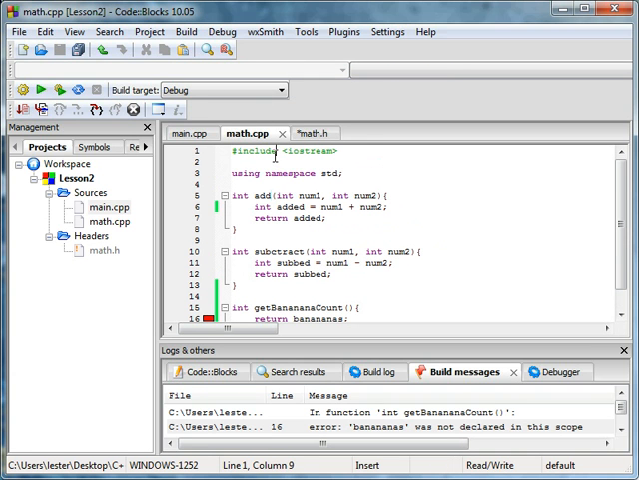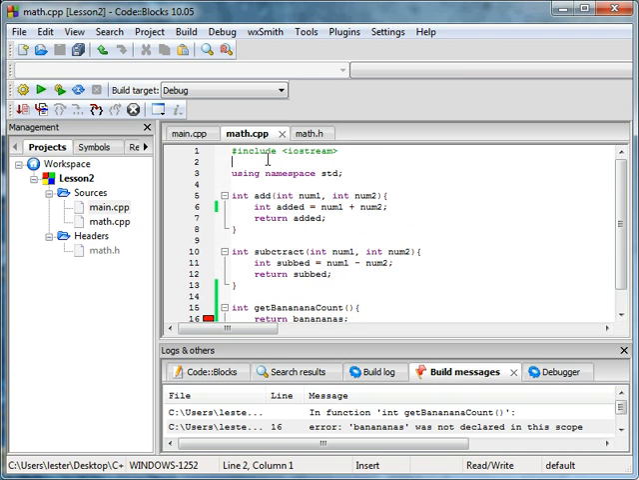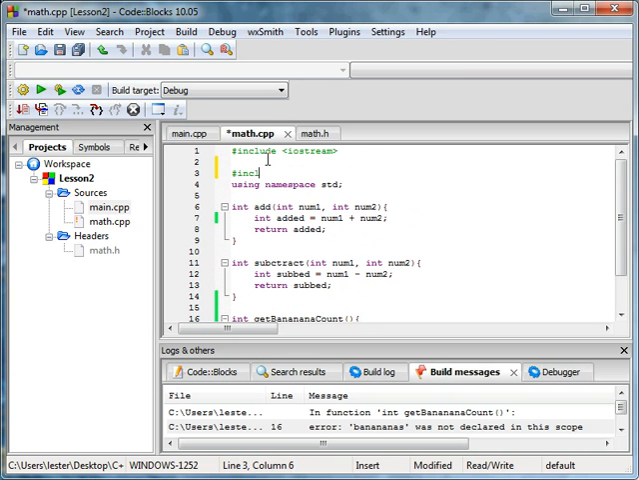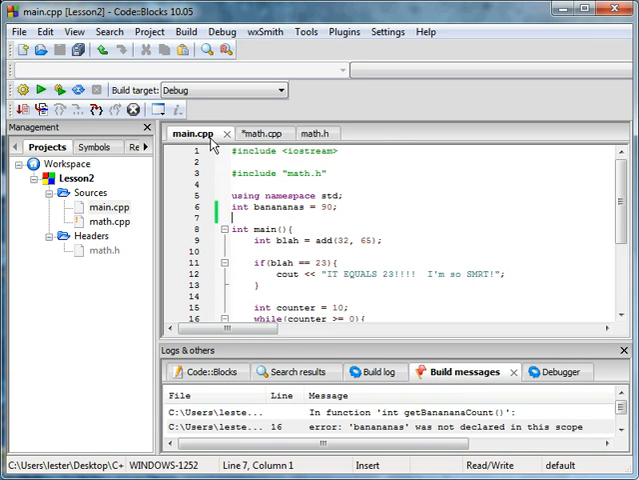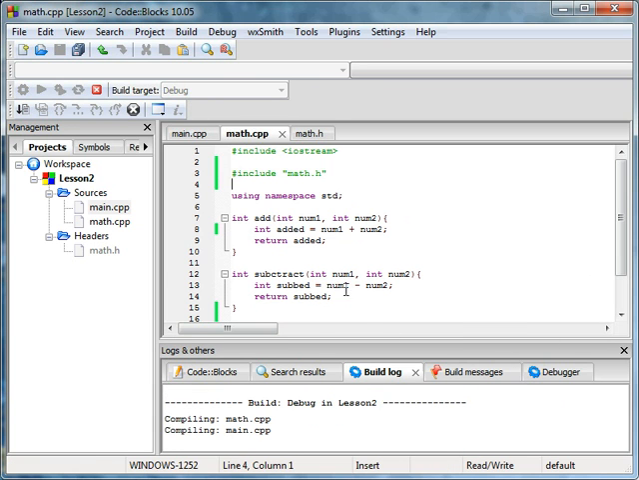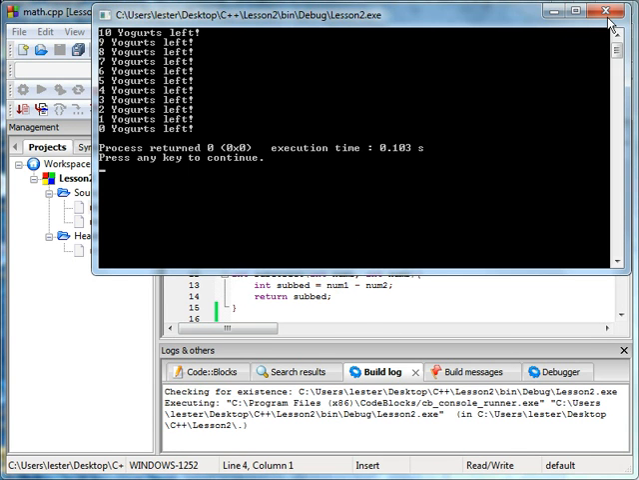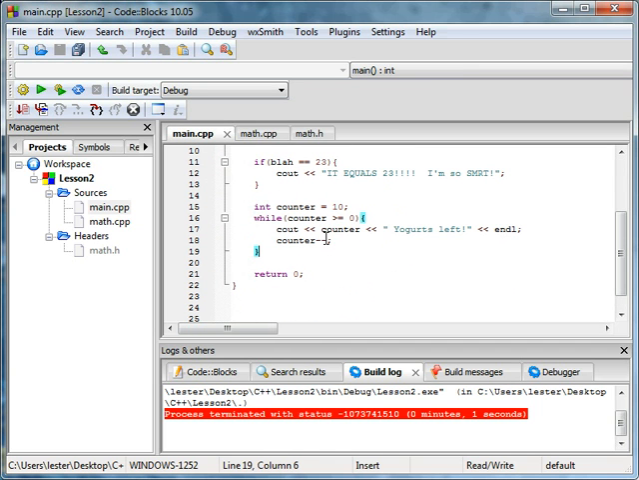and in here, if you're running, okay, it gives me an error, and the reason for that is because you still have to include math.h, because now math.h includes extern bananas, and so this includes bananas too. That's really simple, and if you were to run it, it would work.